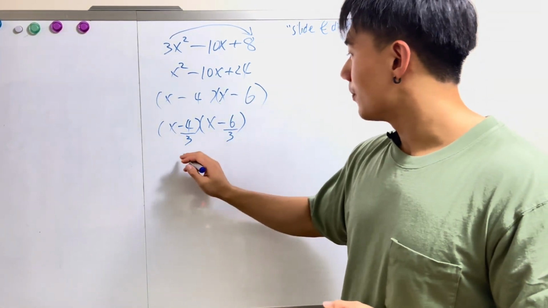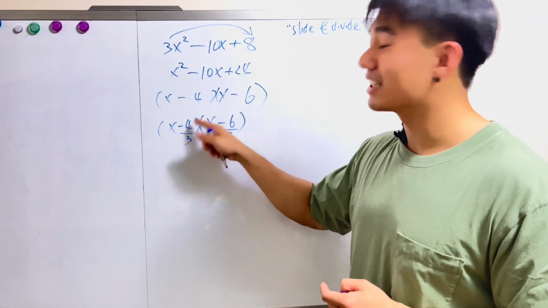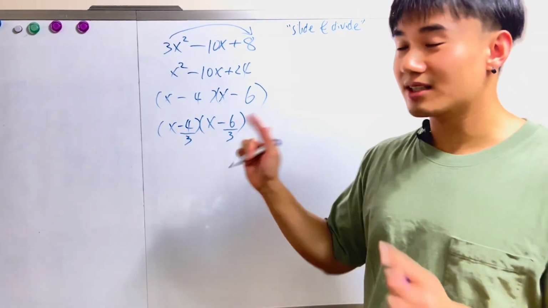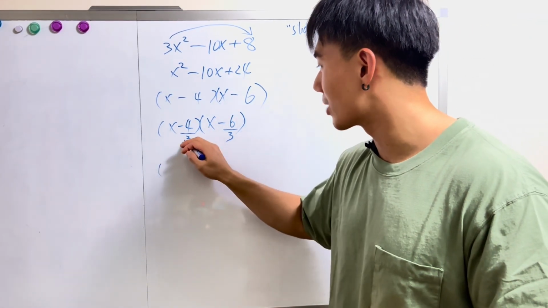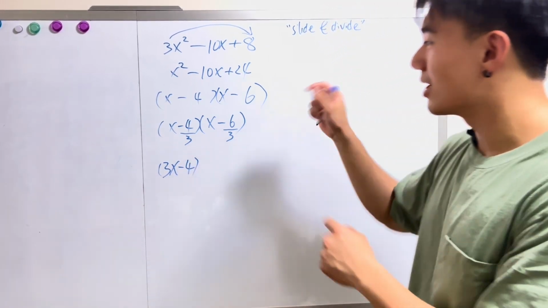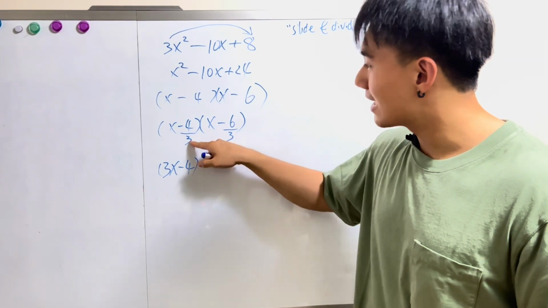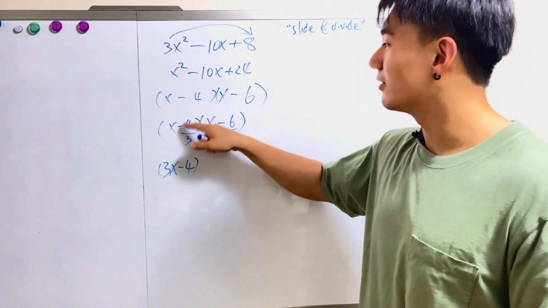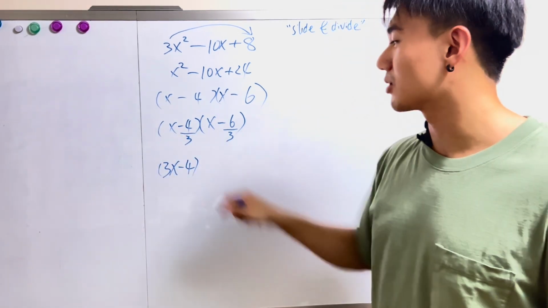Now, when you do -4 divided by 3, 3 doesn't really divide 4 evenly. If it doesn't divide evenly, then you just bring the 3 to the front. 3x minus 4. Another sliding process. If 3 doesn't divide this number evenly, you just slide it to the front. It becomes 3x minus 4.